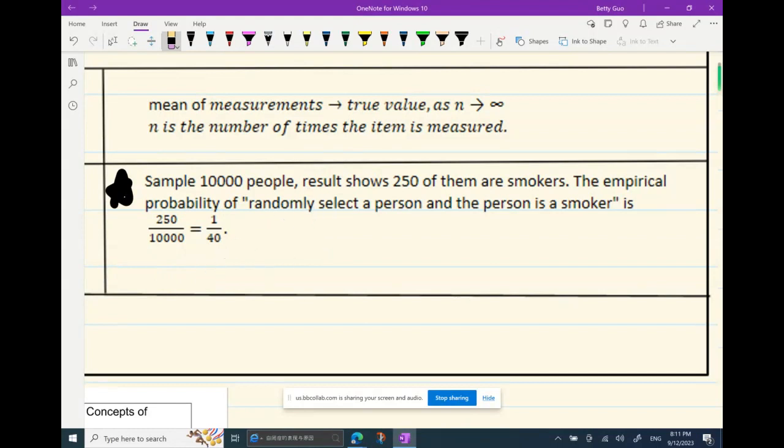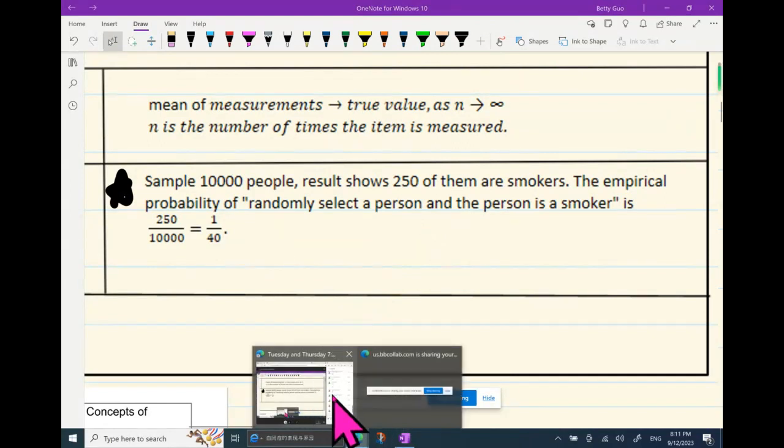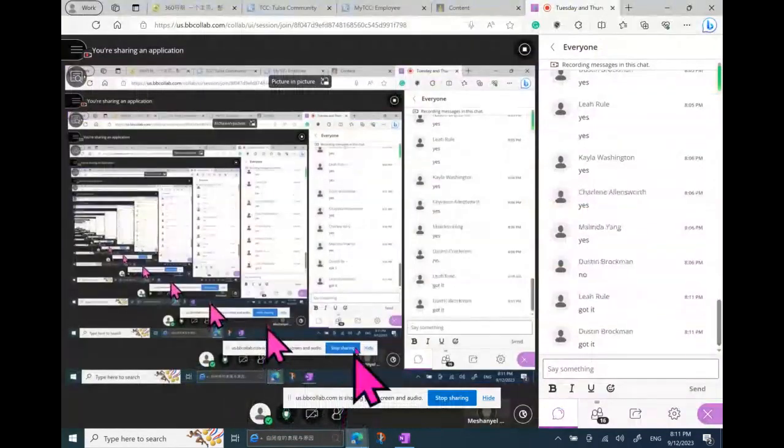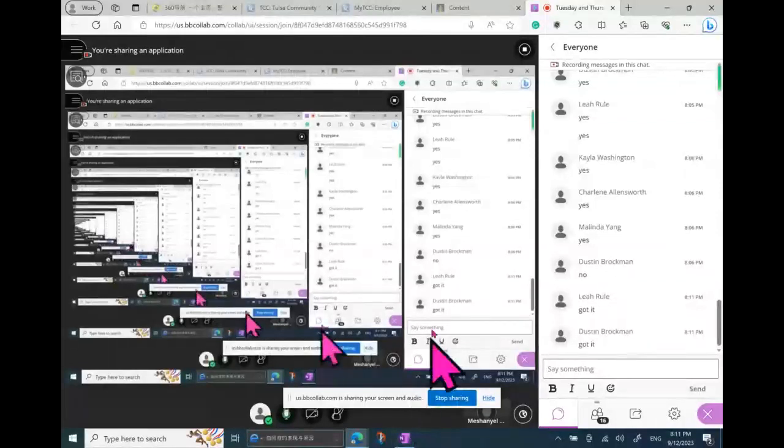Am I clear about that? So the formula is different, right? Empirical probability. Any question about the definition of the empirical model and the formula? Okay, awesome. Thank you.